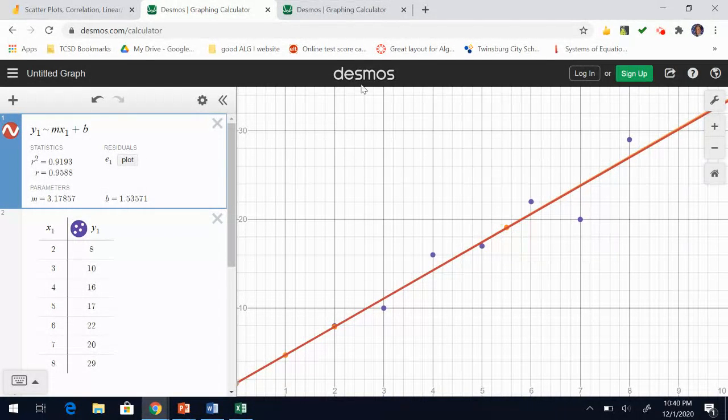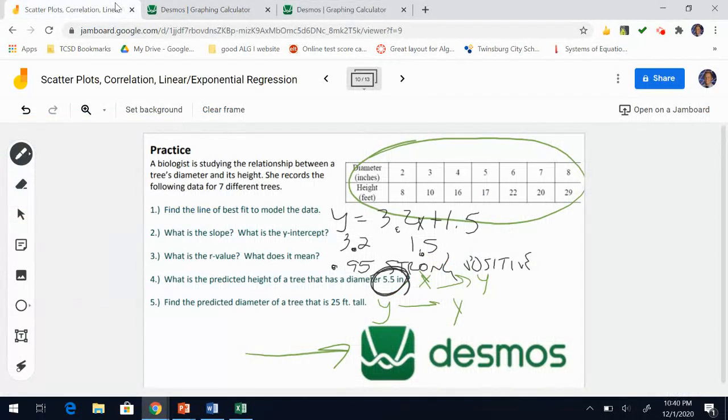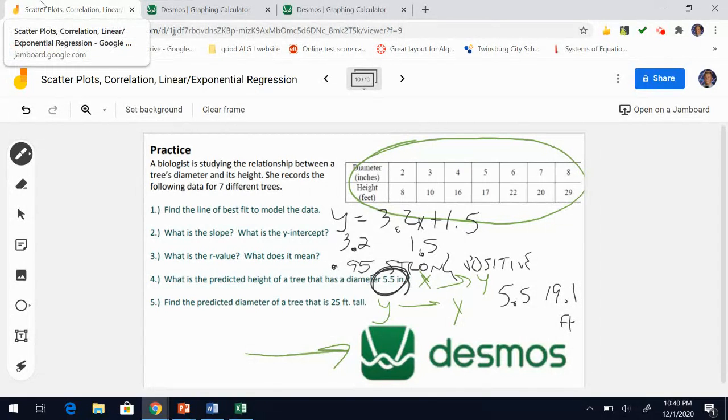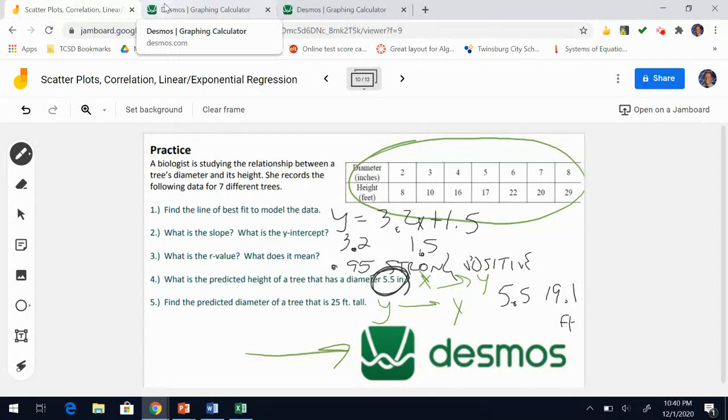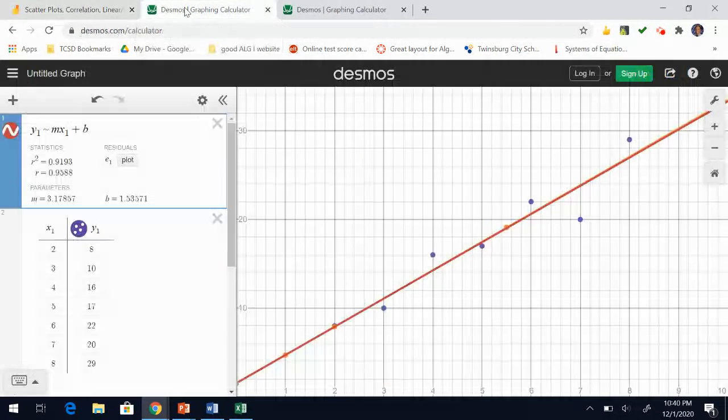All right. The other question was, at 5.5, that's the x value, my y value would be 19.1 feet, right? And I used the table from Desmos. That's a really cool feature of Desmos. And now predict when it's going to be 25 feet.